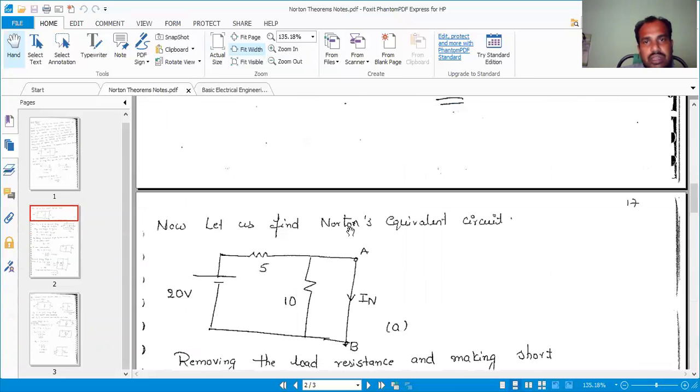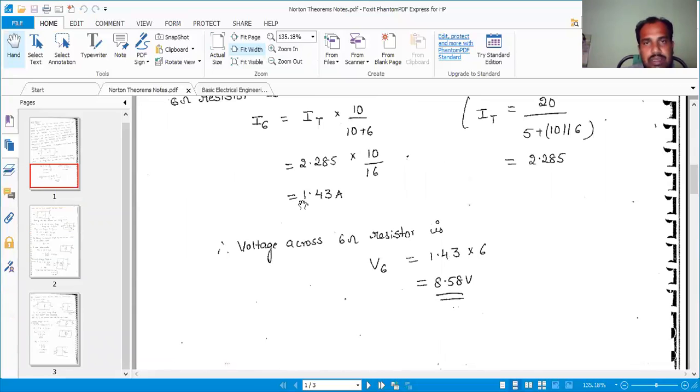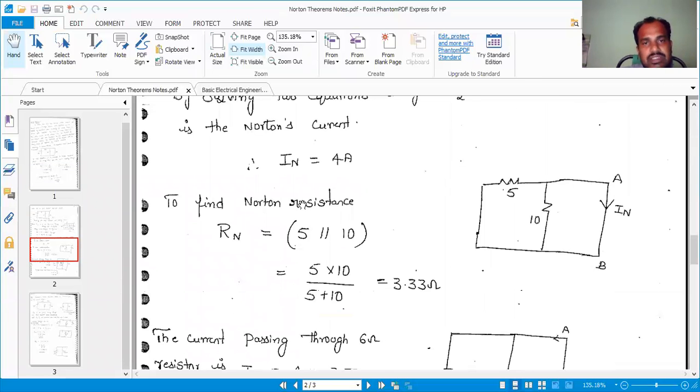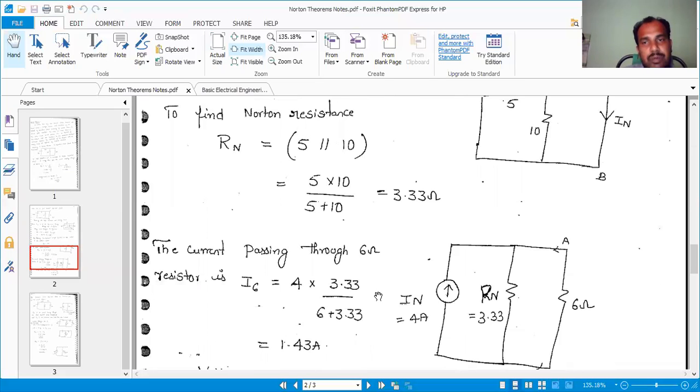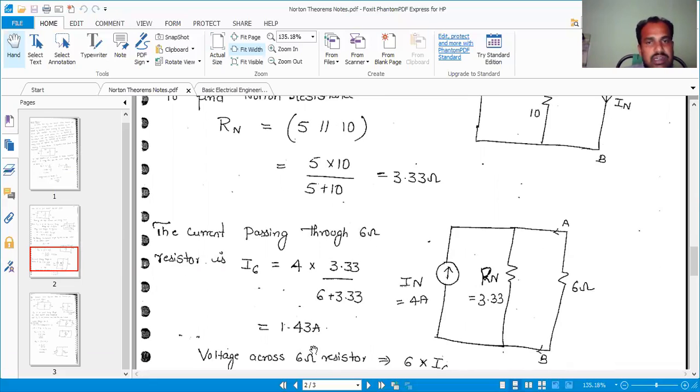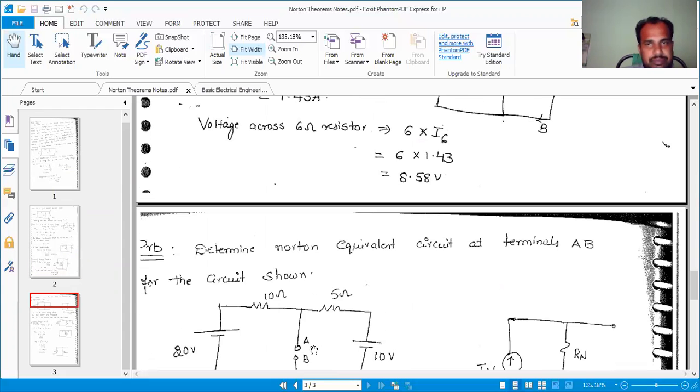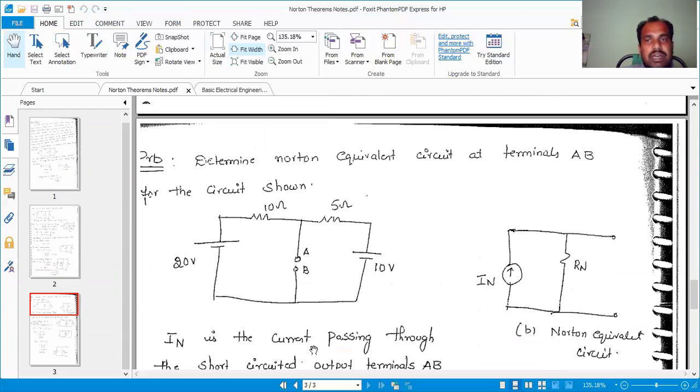Already discussed, it is 1.43. According to Norton's equivalent circuit, I6 equals 4 into 3.33 by 6 plus 3.33. That is, 4 into the opposite resistance 3.33 by the total resistance, which gives 1.43. This is Norton's theorem. The voltage across the 6 ohm resistance is 6 into 1.43, that is 8.58 volts. Okay.